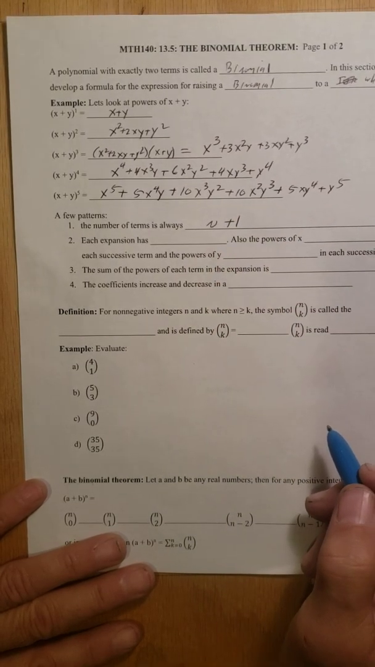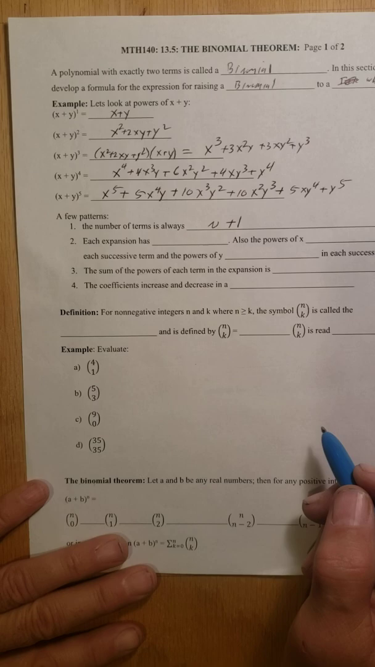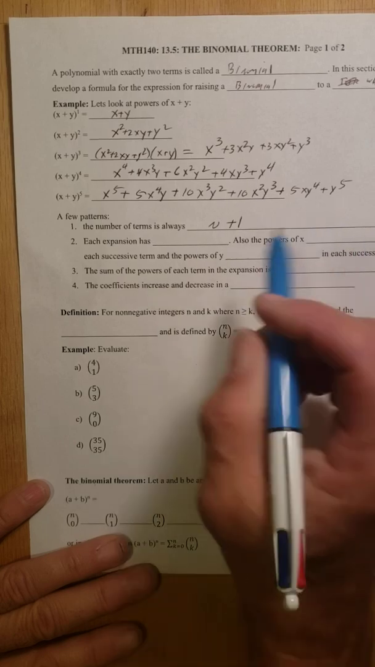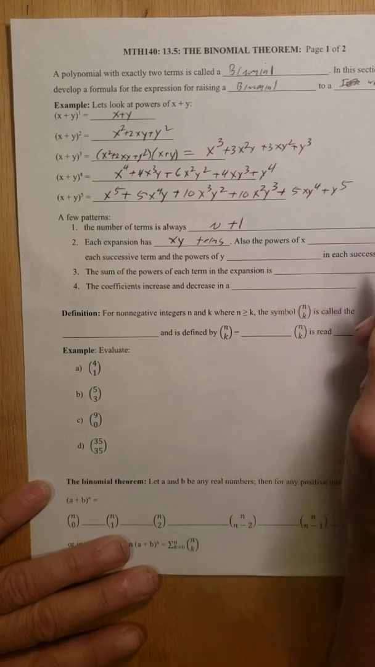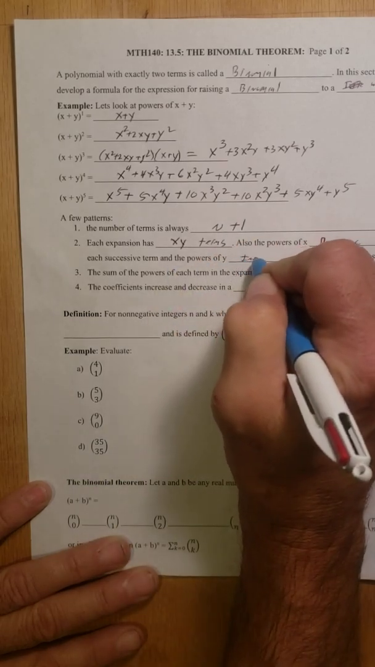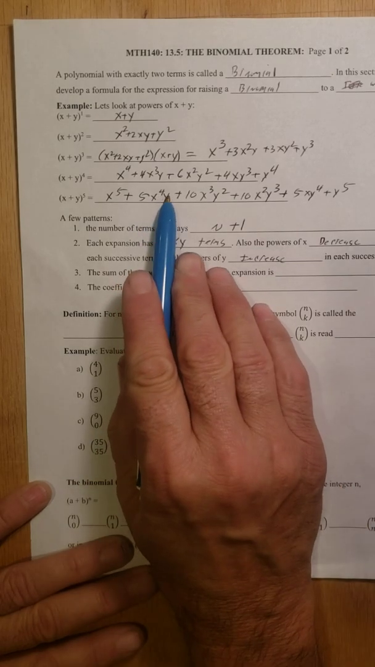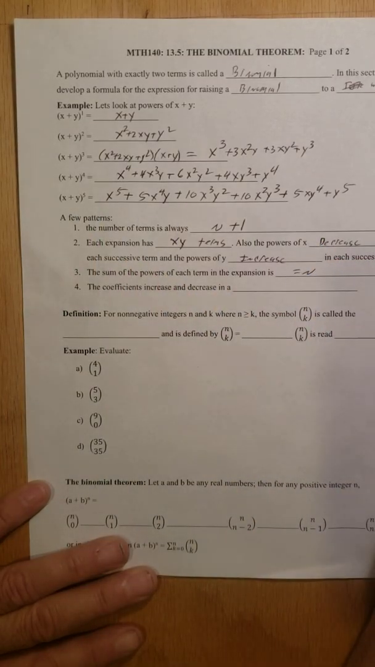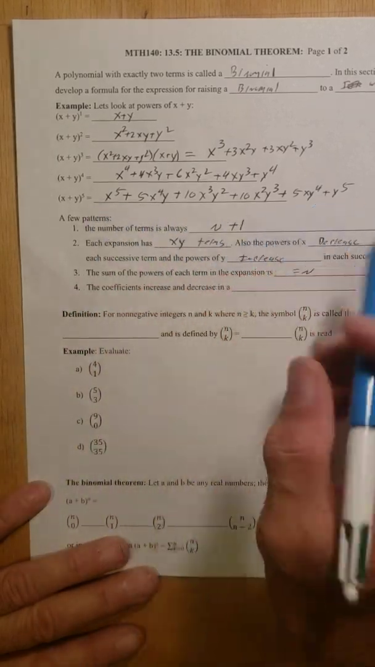Okay? Each expansion has x and y terms. Also, the powers of x decrease and the powers of y increase. Okay, the sum of the powers of each term is what? 4 plus 1, 3 plus 2, 2 plus 3, it always equals 5, which equals n. Okay, and the coefficients increase and decrease in a symmetric way.